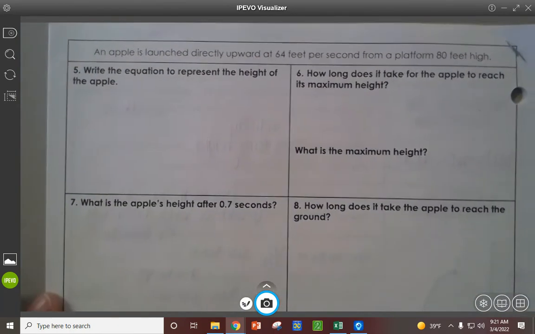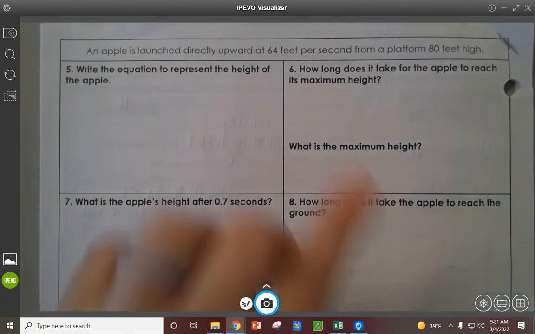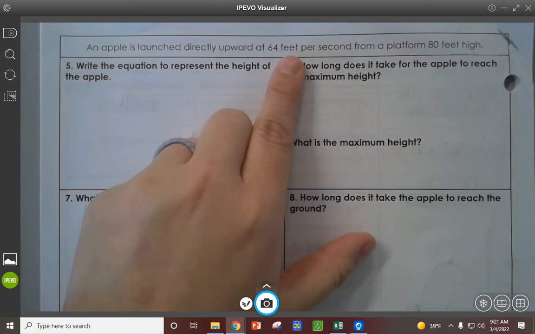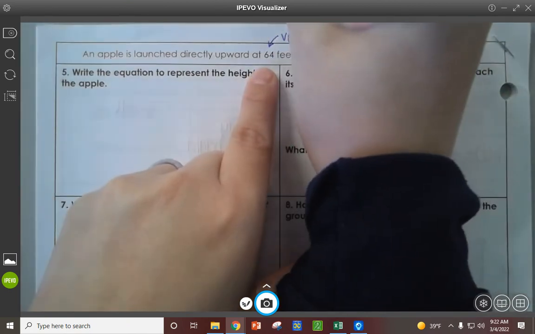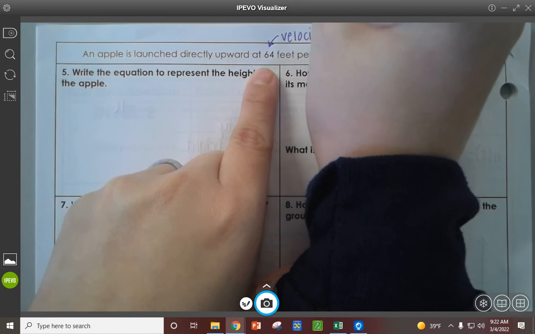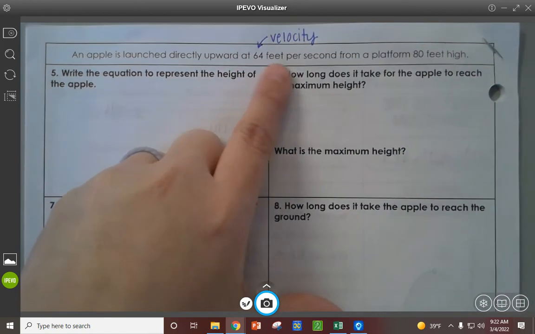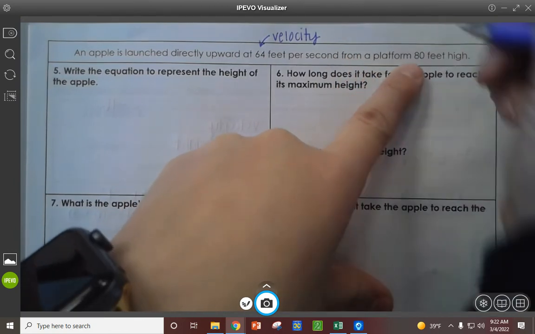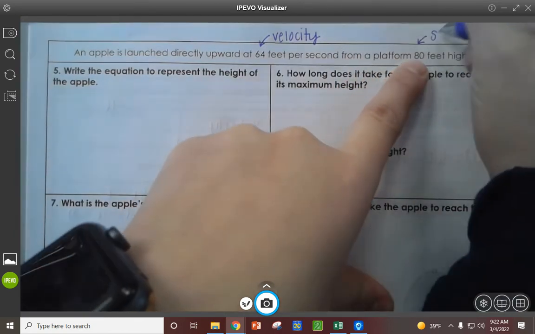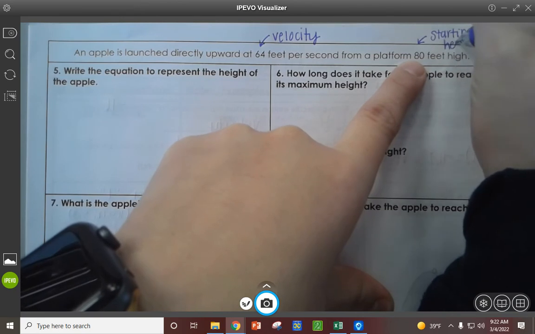All right, here is our next scenario. An apple is launched directly upward at 64 feet per second. That means that is your velocity. When you see feet per second, it's talking about your velocity. From a platform 80 feet high. So this is your starting height.